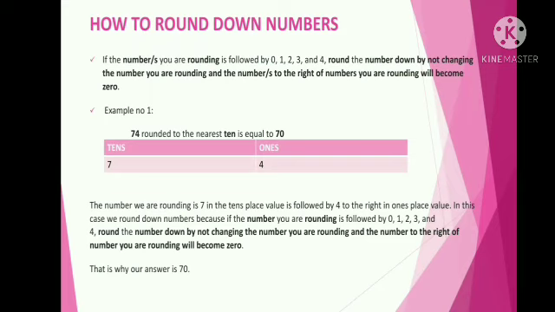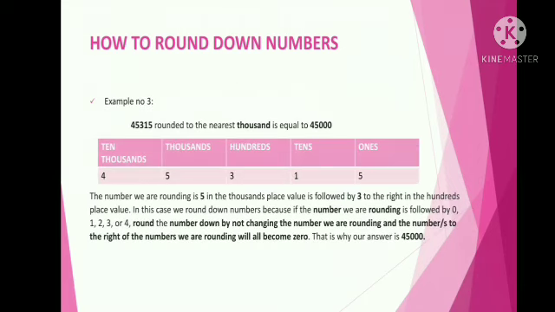45,315 rounded to the nearest thousand is equal to 45,000. So referring to our place value chart, the number we are rounding is 5 in the thousands place value. It is followed by 3 to the right in the hundreds place value.